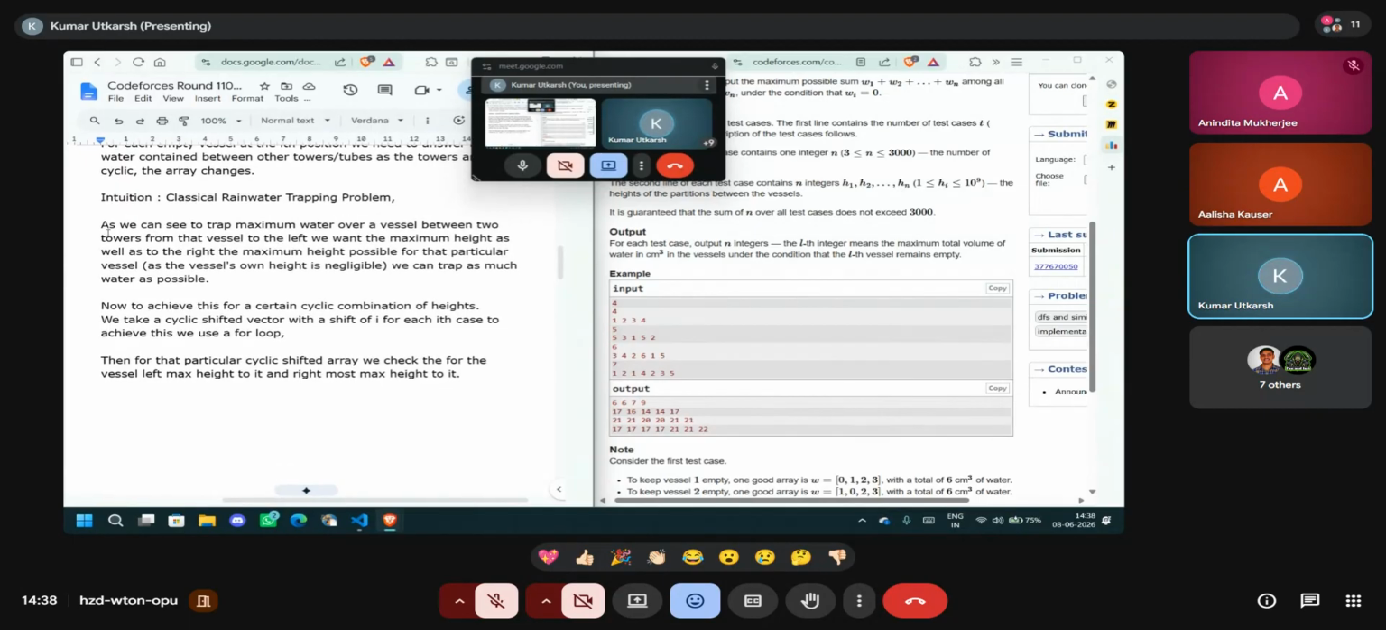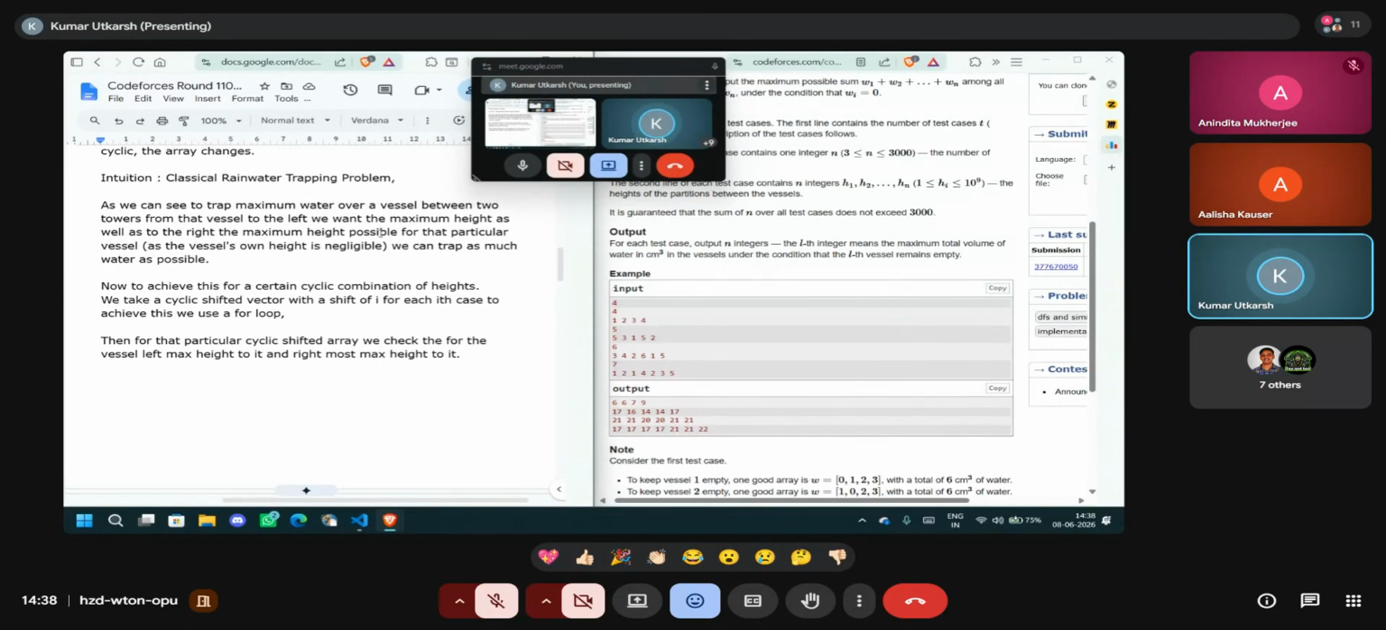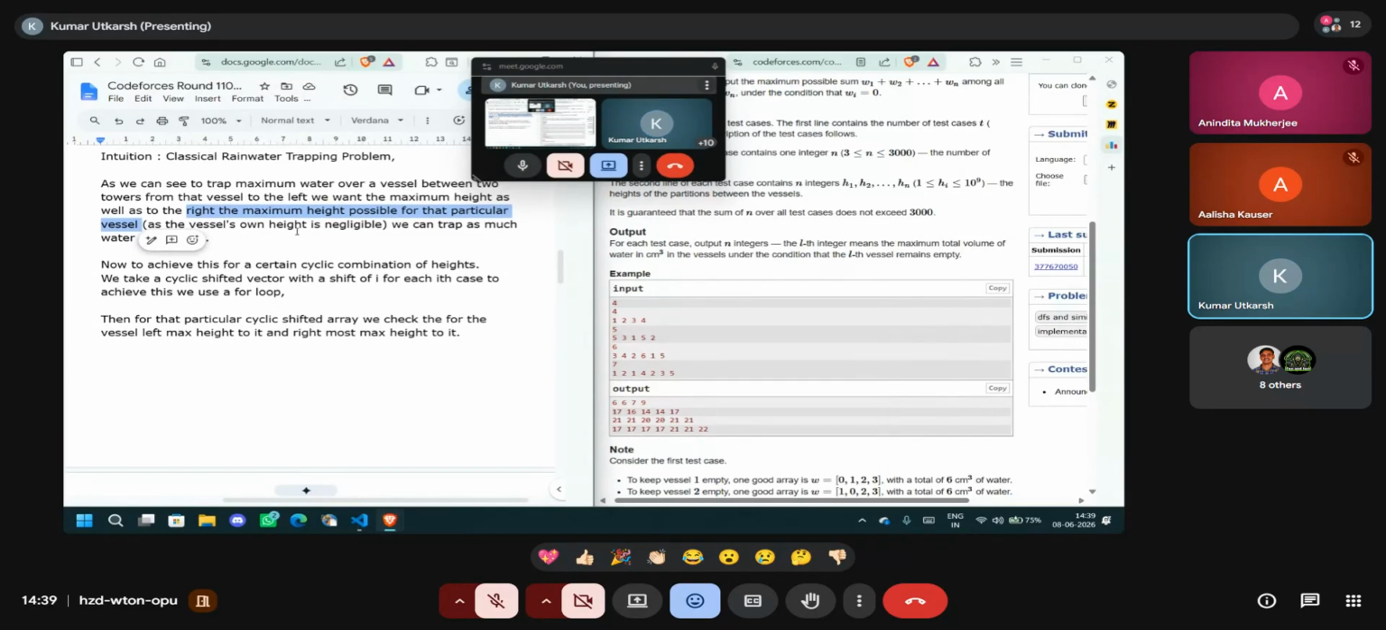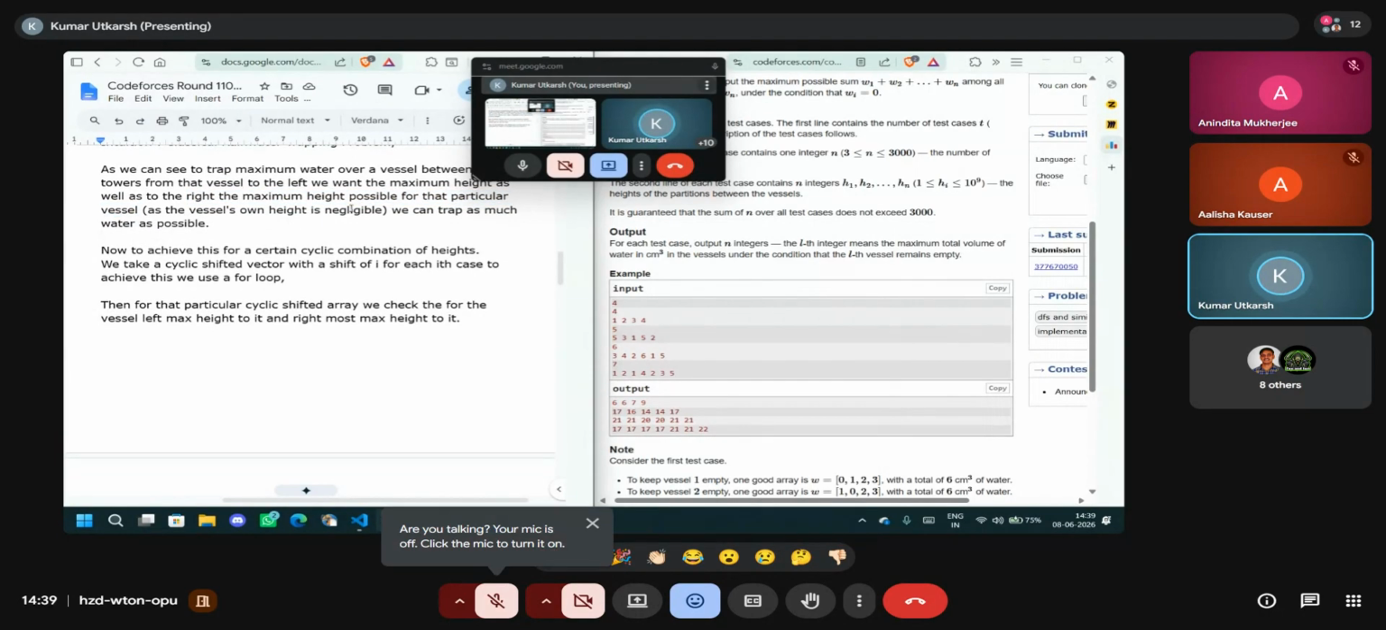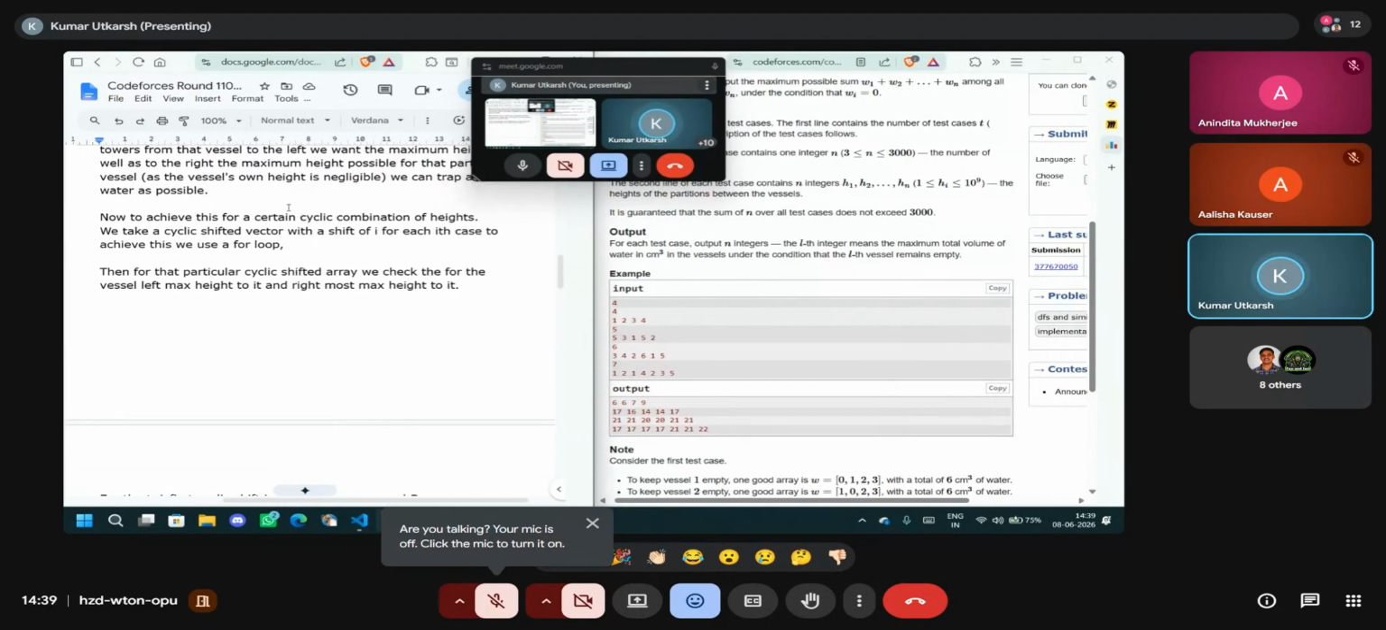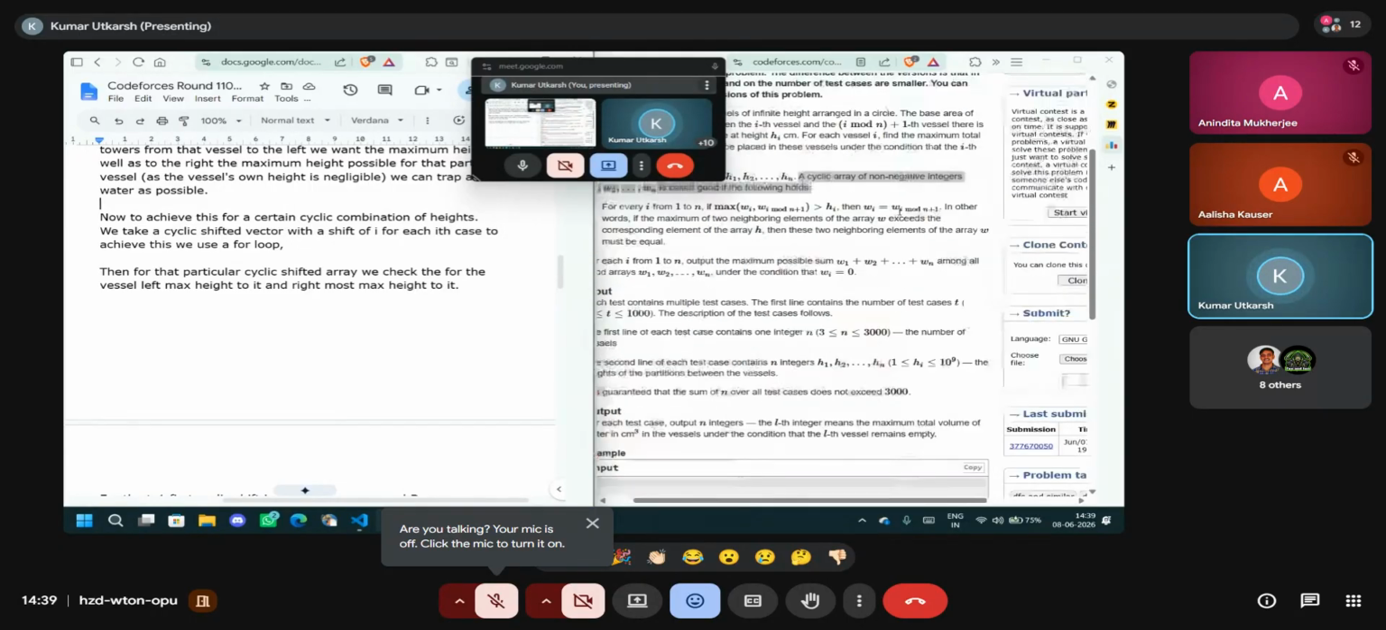So, as we can see, to trap the maximum water over a vessel between two towers, to the left of the vessel we want the maximum height as much as possible, and also to the right we want the maximum height. So the vessel's own height is negligible, you already know. So we can trap as much water, and it's already given here.